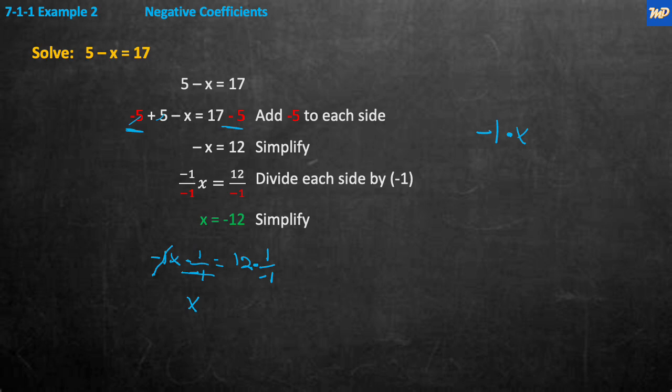If you'd used the 1 over 1, not the negative 1, then you would have had a negative x still. But we want a positive 1x. And that equals 12 times 1 over negative 1, or 12 divided by negative 1, which is negative 12. So here the answer is x equals negative 12.